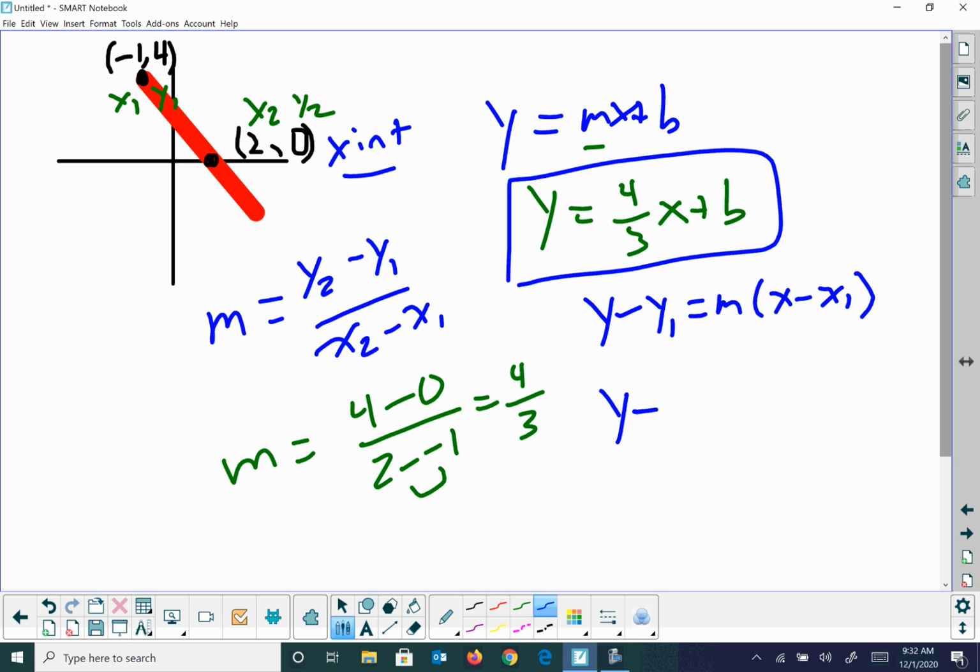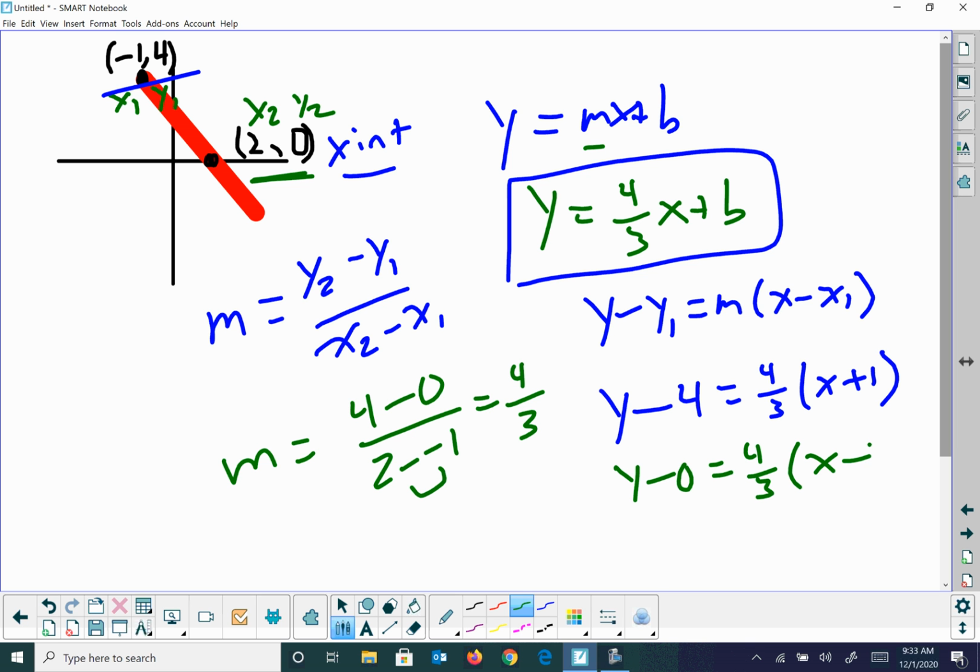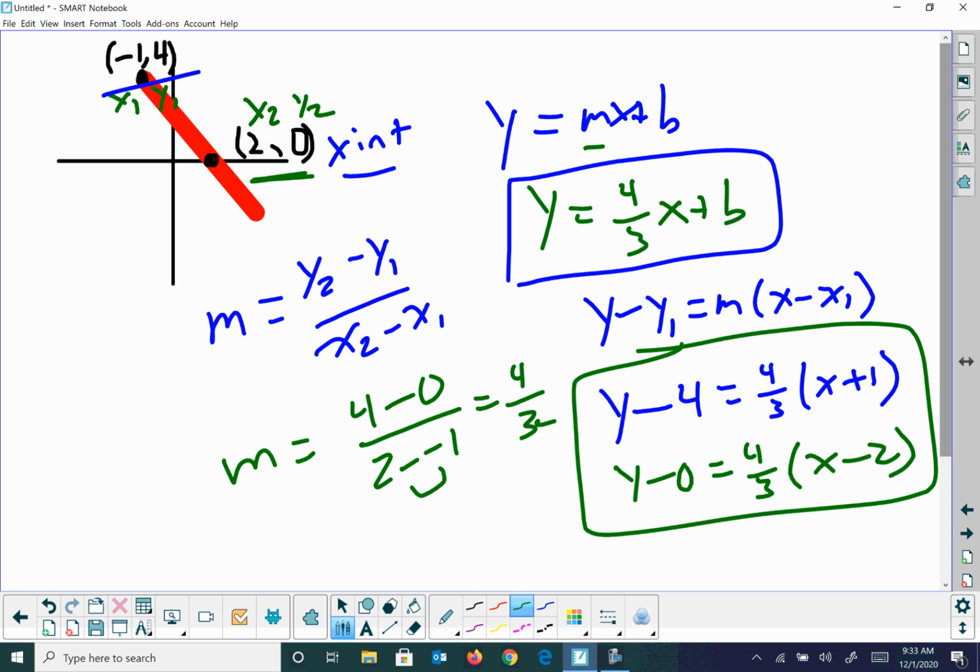So I'm going to go y minus y1, I could go 4. So if I use this point first, equals 4/3 x minus minus 1, so x plus 1. So that equation works, that's totally right. What if I use this one though? I'd get y minus 0 equals 4/3 x minus 2. These are both the correct answer. So pick with either one.